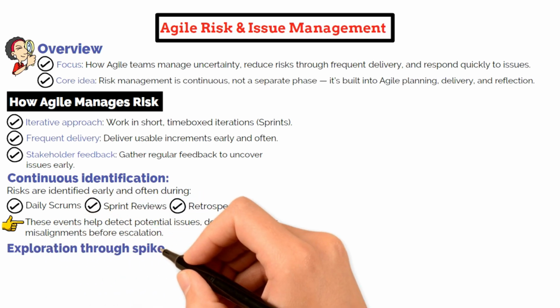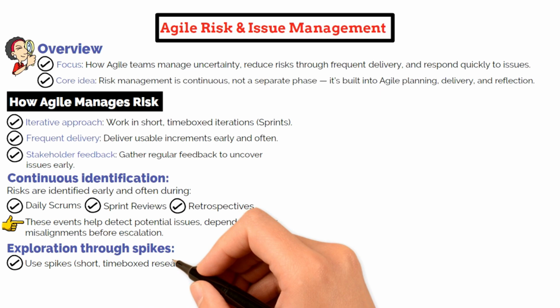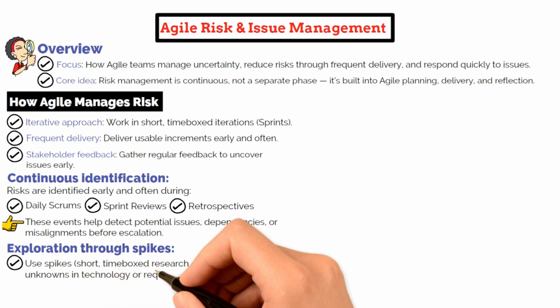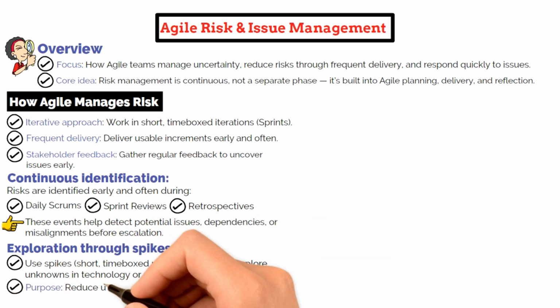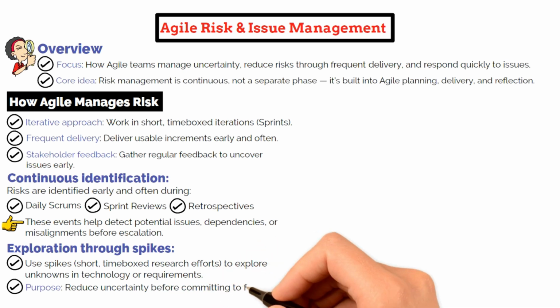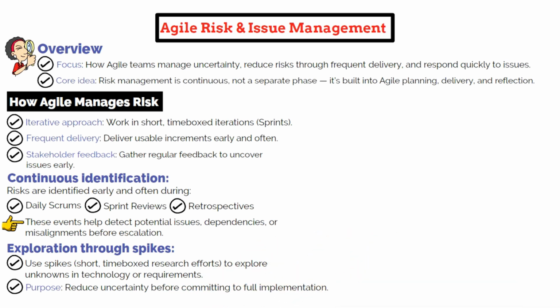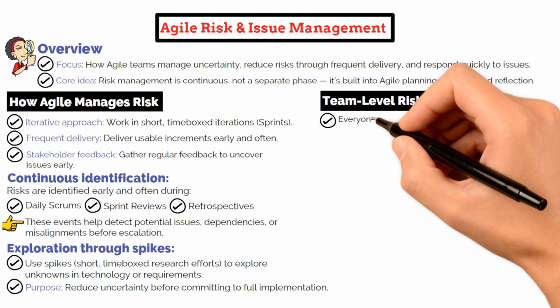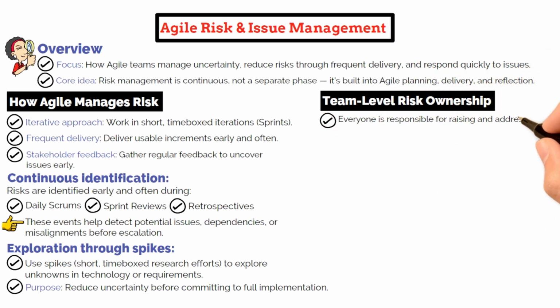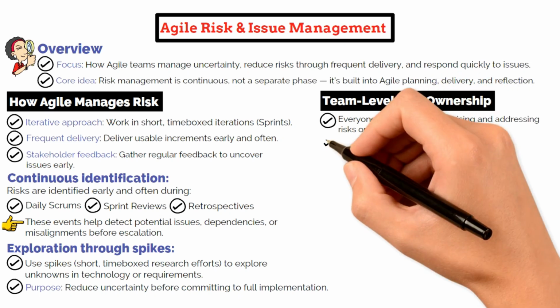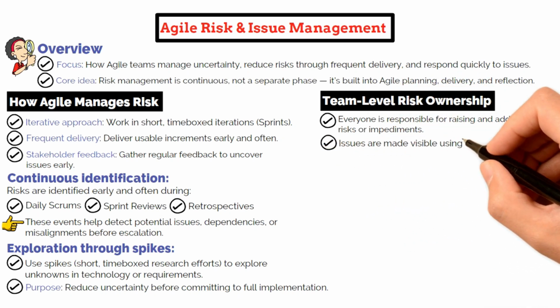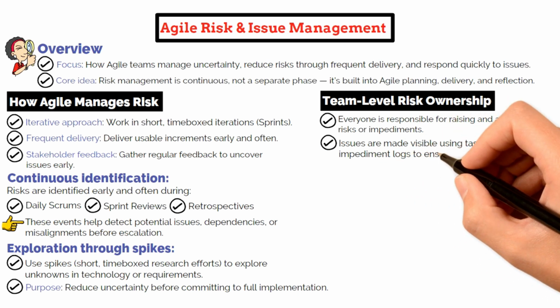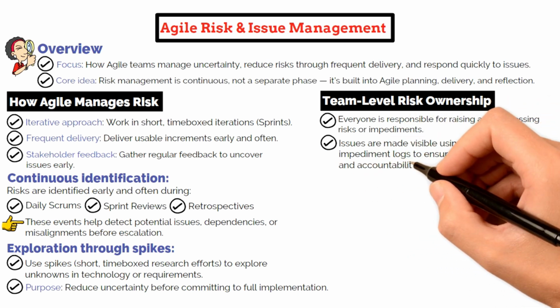Sometimes Agile teams use spikes, which are short, time-boxed efforts to explore an unknown technical or requirement. This helps reduce uncertainty and lower risk before committing to full implementation. A key concept is team-level ownership of risk. In Agile, everyone is responsible for raising and addressing risks or impediments. Issues are made visible, often using task boards or impediment logs, to promote transparency and accountability.